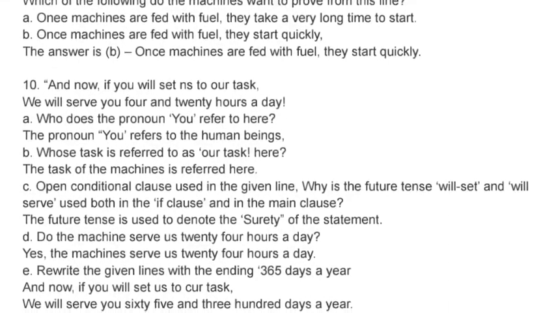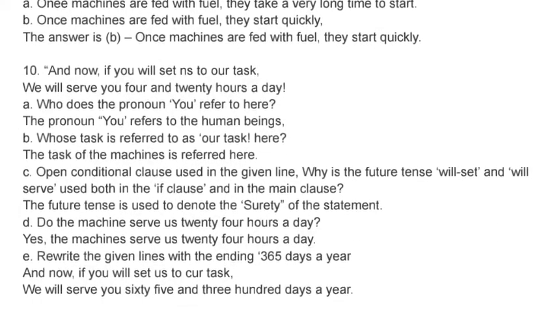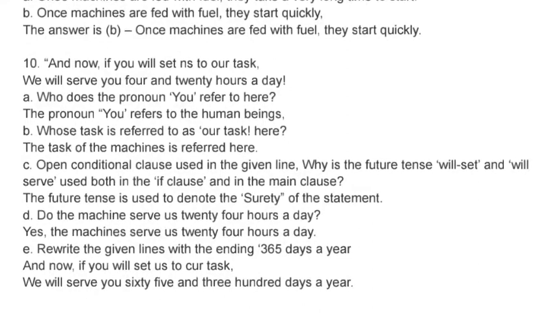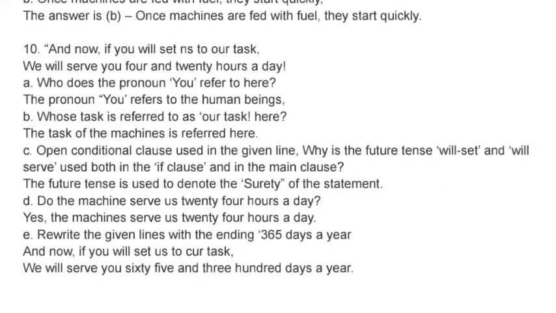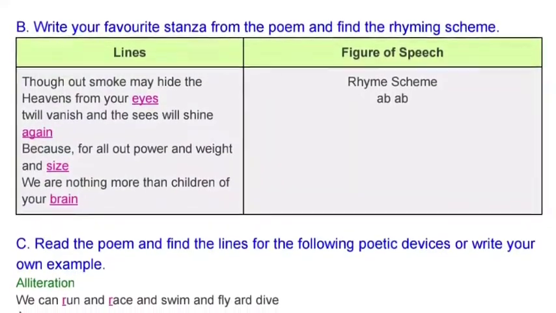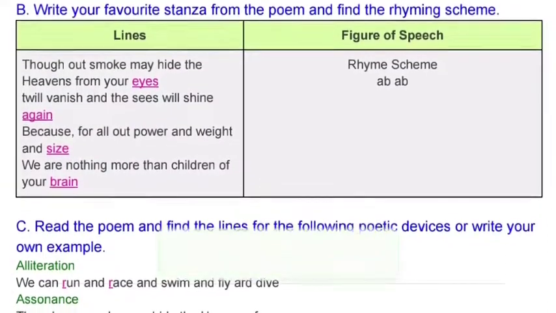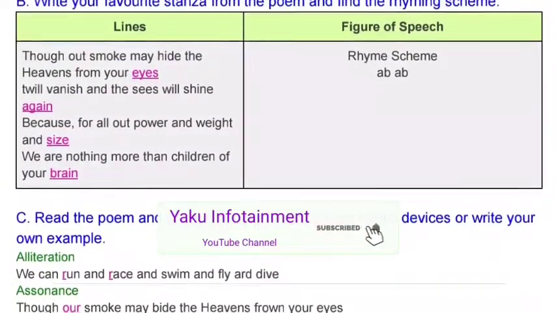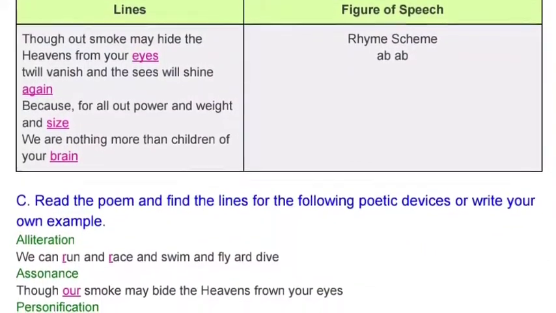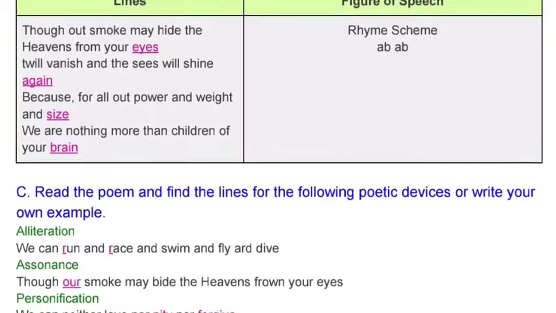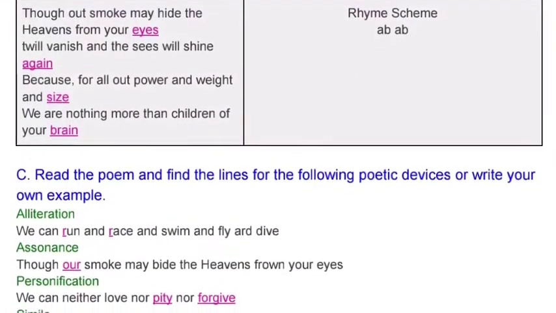A. Rewrite the given lines with the ending, 365 days a year. And now, if you will set us to your task, we will serve you 365 days a year. B. Write your favorite stanza from the poem and find the rhyming scheme. Though our smoke may hide the heavens from your eyes, 'twill vanish and the seas will shine again. Because, for all our power and weight and size, we are nothing more than children of your brain.